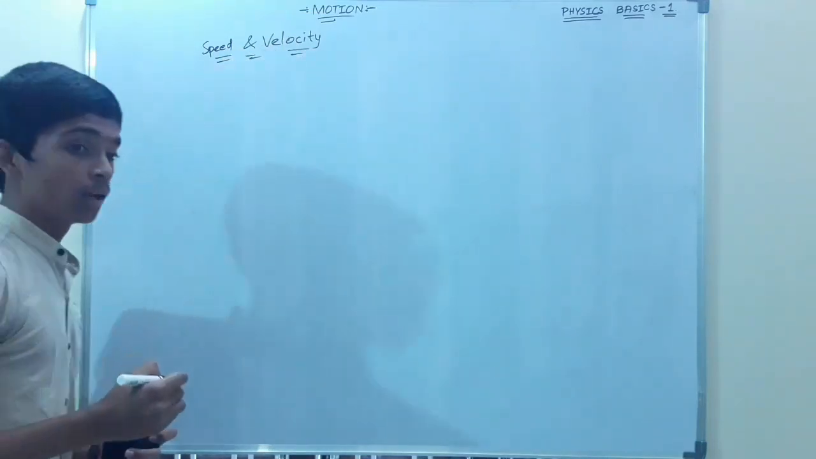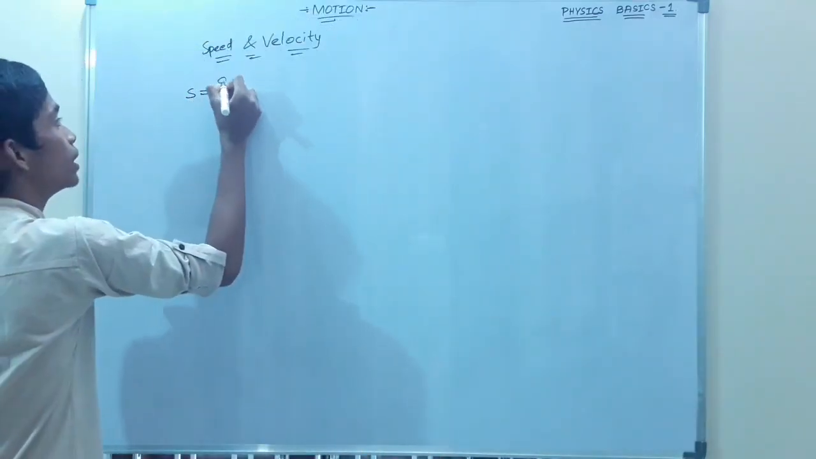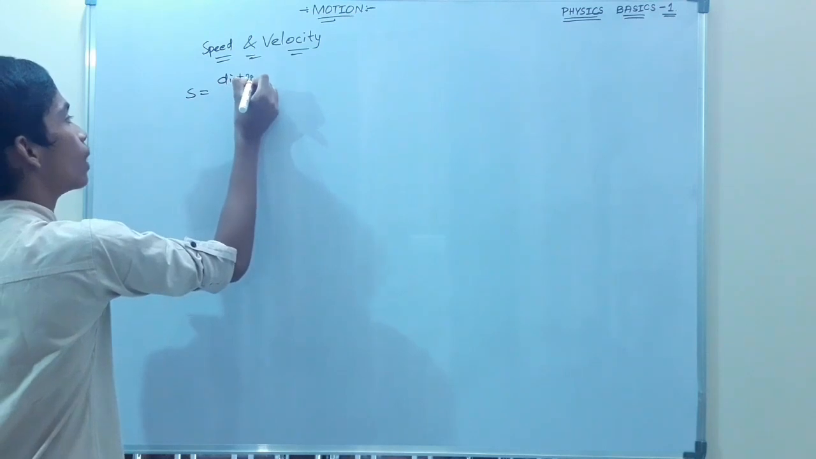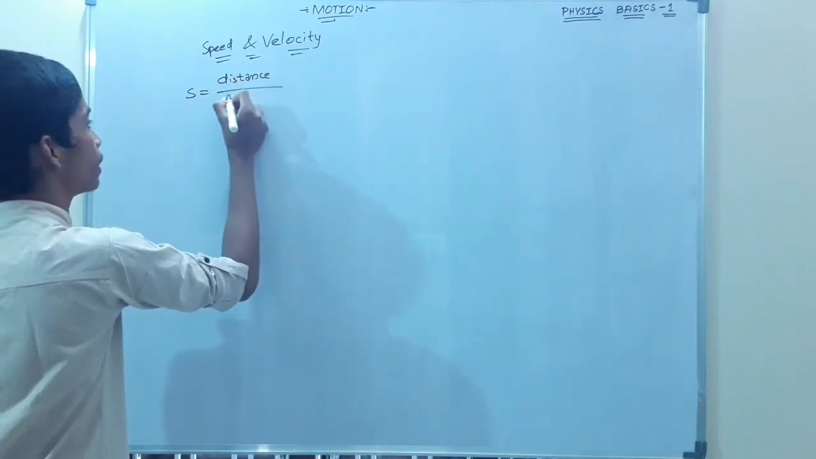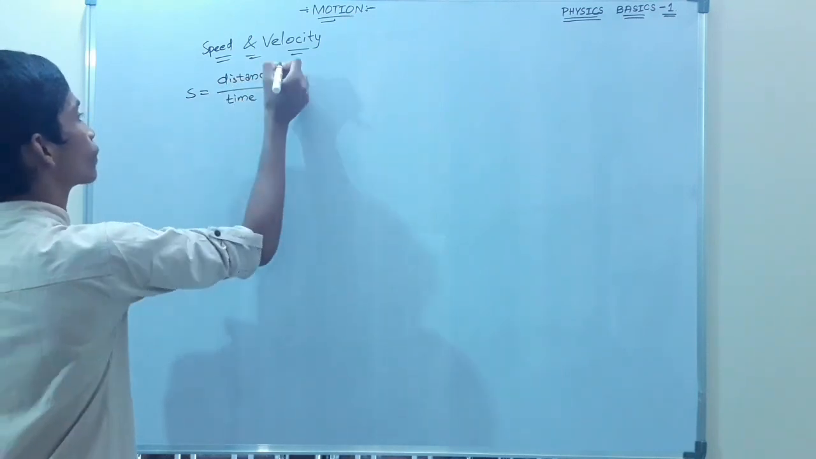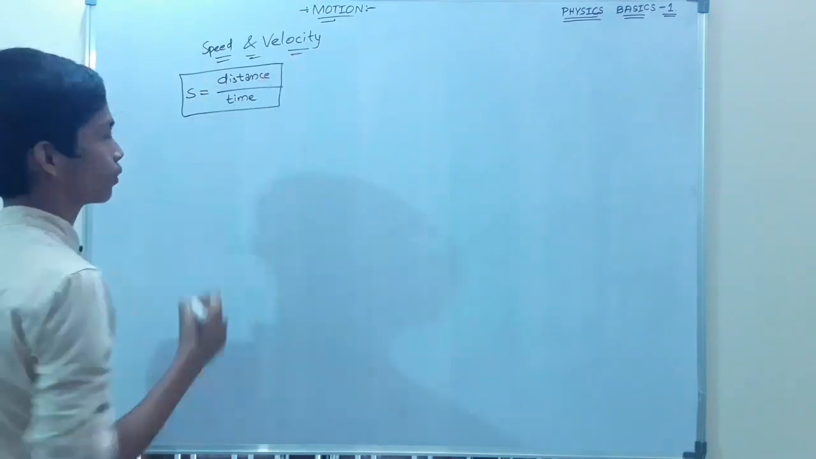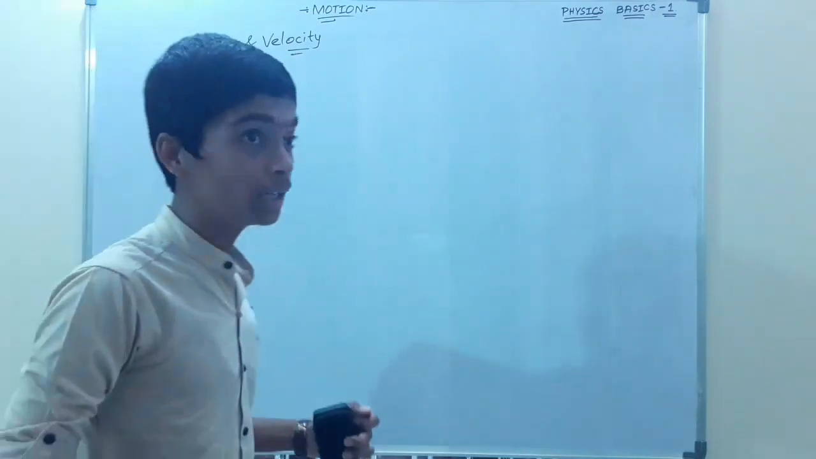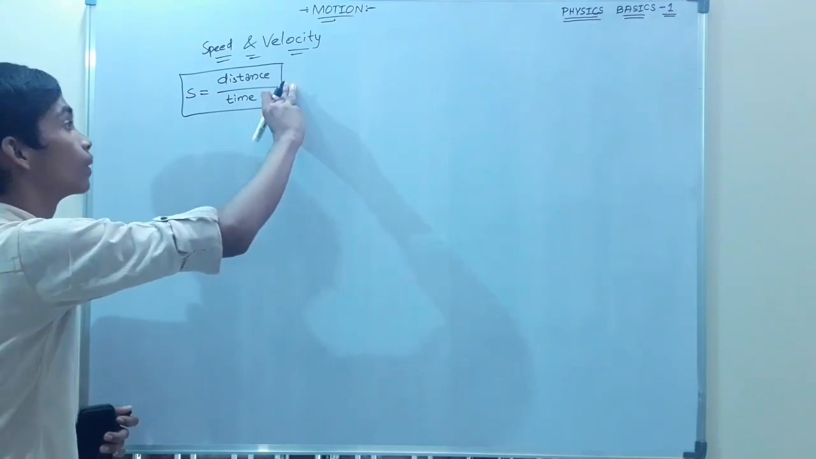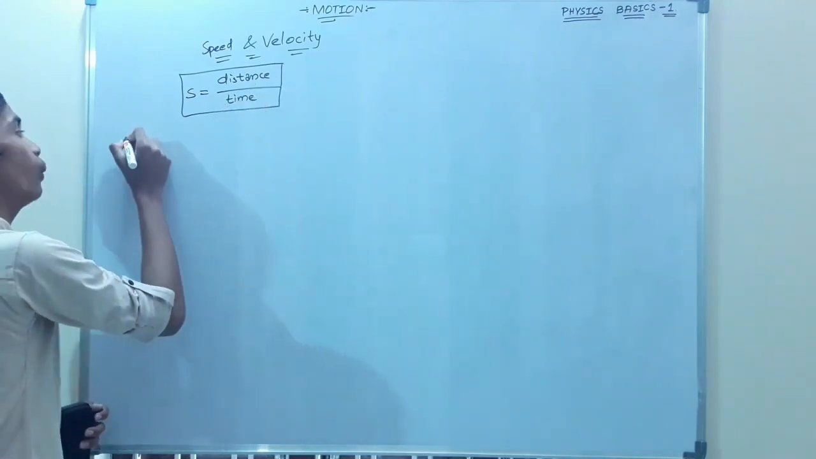What is speed? Speed is the distance traveled by time taken. This is one of the formulas of speed. And what is average speed?